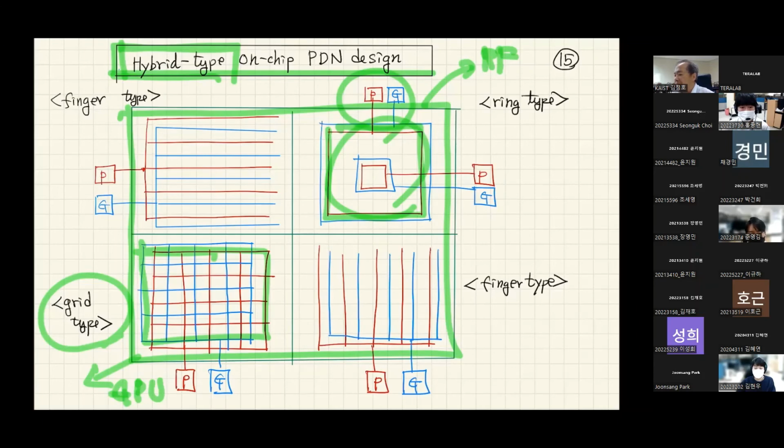So this hybrid type on-chip PDN design could be very useful for SoC design, because an SoC has many different capabilities and functionalities. Some of that area is used for CPU, some for GPU, and some for NPU. And there might be some analog circuit and RF circuit area that can use this ring type. This is the hybrid type on-chip PDN design.